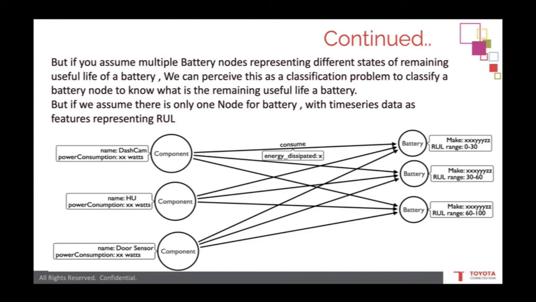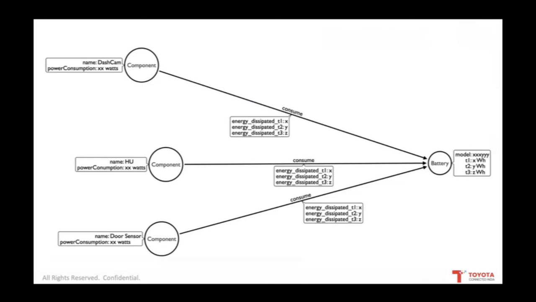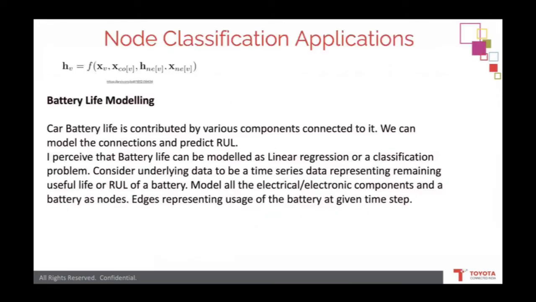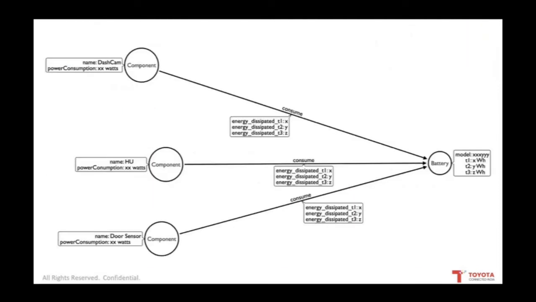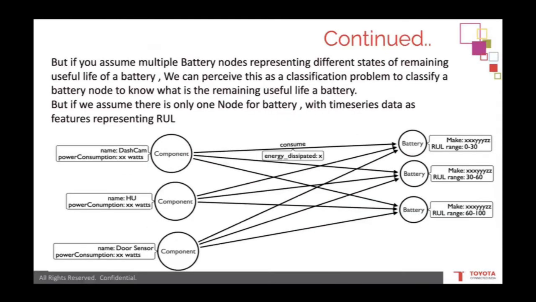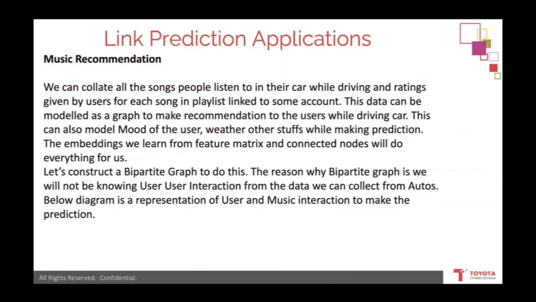So that is what this algorithm is going to represent. This comes at node classification. In a graph neural network, we can classify a node, or classify an entire graph, or classify the relationship. In this case, we are trying to classify a node to understand the remaining useful battery life.